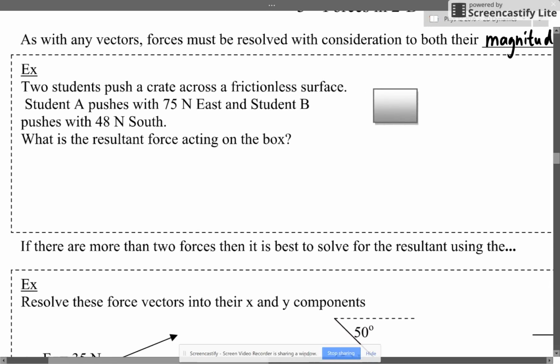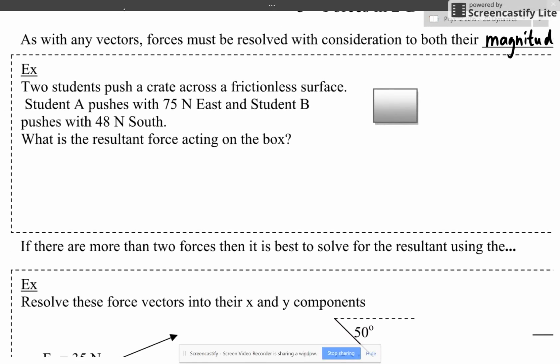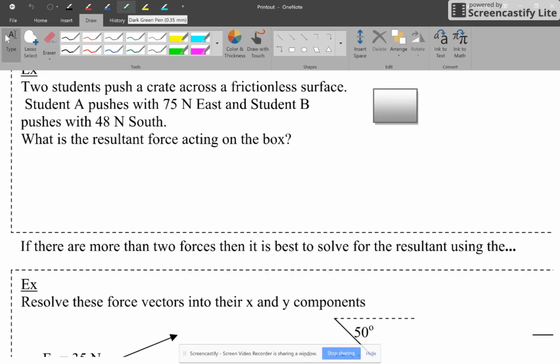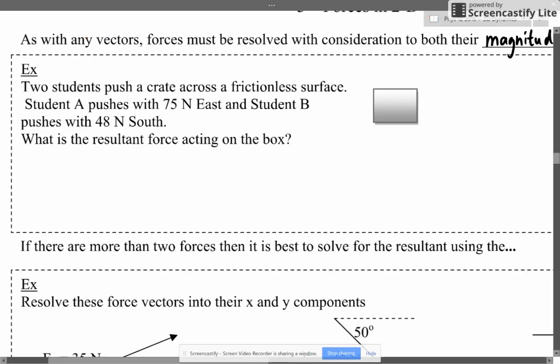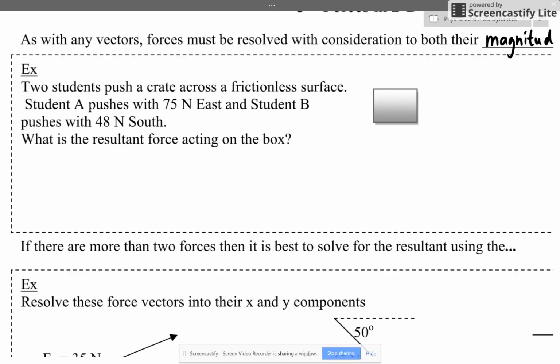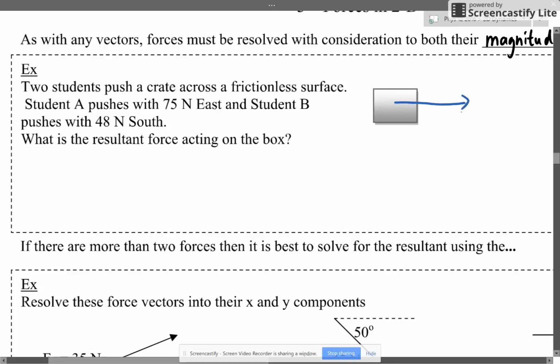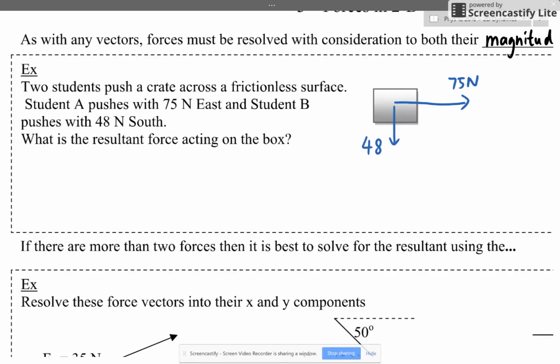Two students push a crate across a frictionless surface. So you are being pushed on. Student A pushes with 75 Newton to the east. Student B pushes with 48 Newton to the south. So 48 this way. So 75 Newton, 48 Newton. What is the resultant force acting on the box?